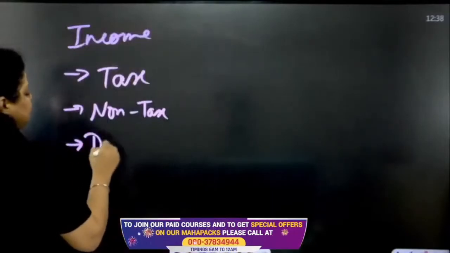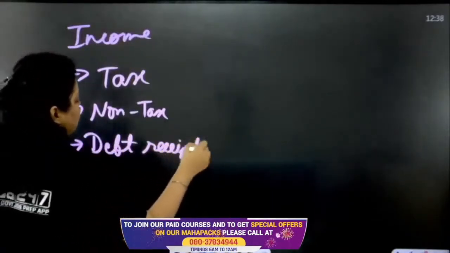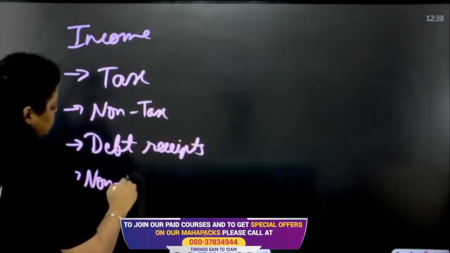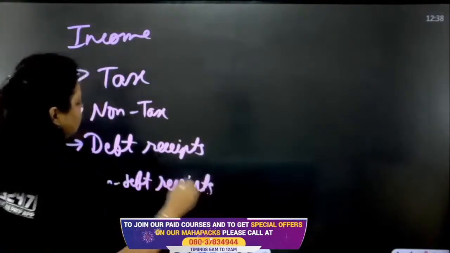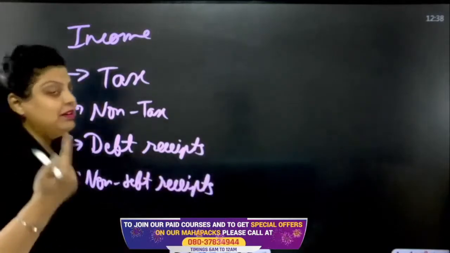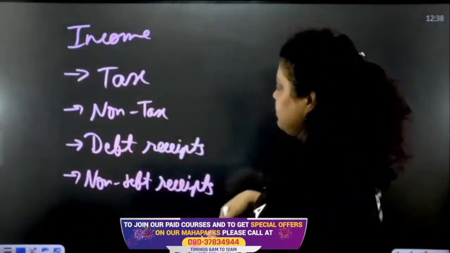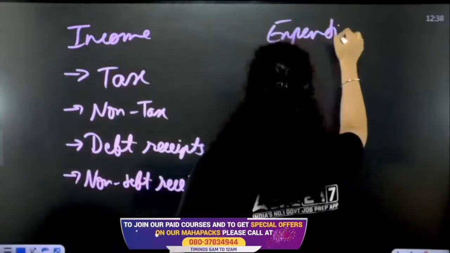Then we have debt receipts. It means the government has given a loan to someone, to some country, and government is charging interest on that. Then we have non-debt receipts. Non-debt receipts simply means what? It simply means you are doing investment, and on investment, you are taking back the profits. That's the non-debt receipts.